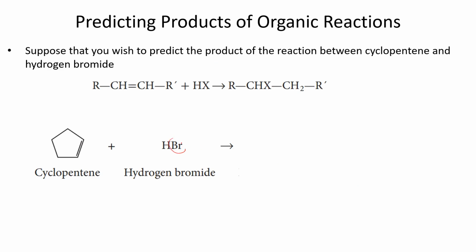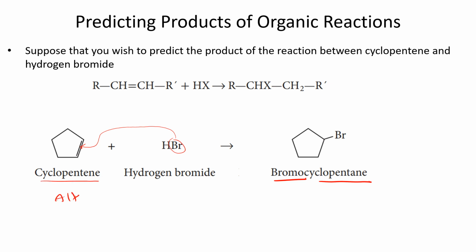So the Br is going to be added here. This is an addition reaction, right? And then you will get bromocyclopentane. So not cyclopentene anymore because this is an alkene and this is hydrogen halide. So it will give you alkyl halide.